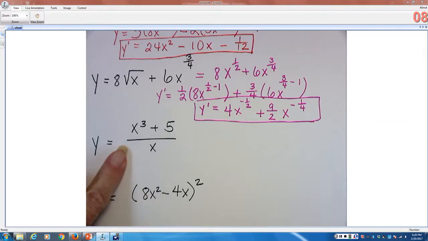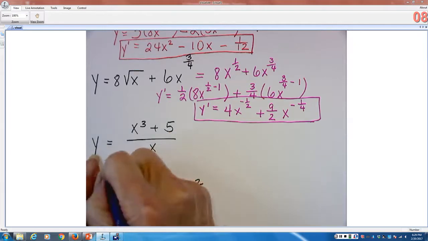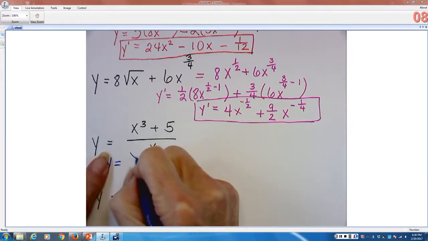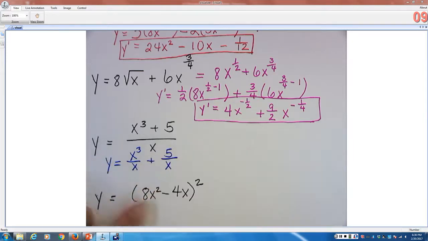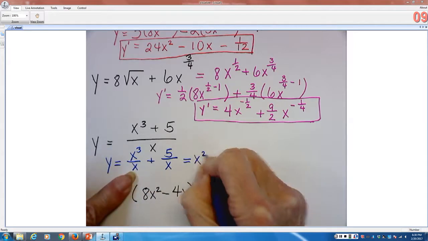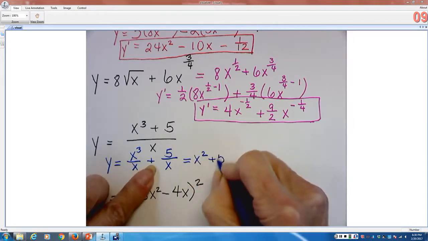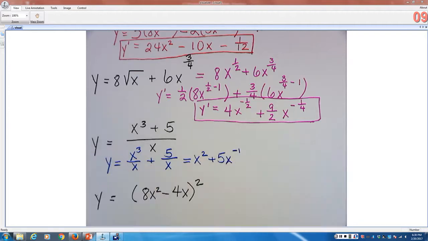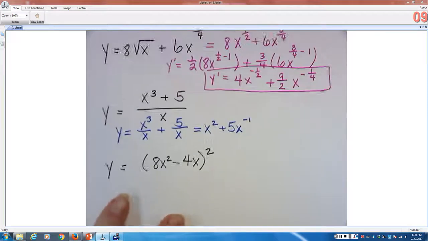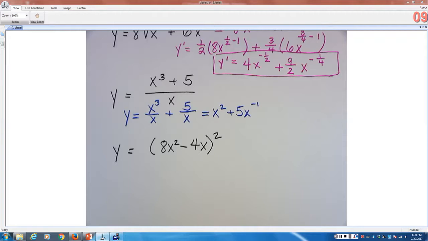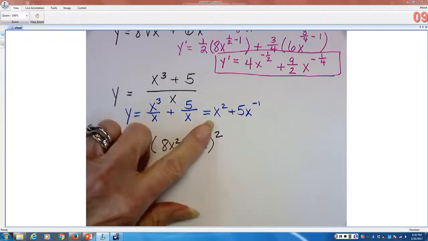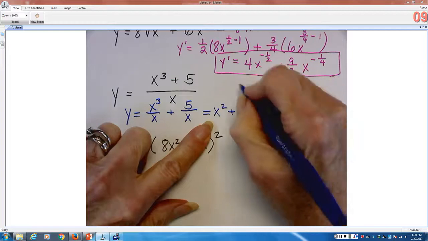This one I can actually handle better if I rewrite it first as x cubed over x plus 5 over x, which I can then turn around and simplify. X cubed over x is x squared, and 5 over x is the same as 5 times x to the negative 1. So once I've got it in this form, then it's easier to find y prime.